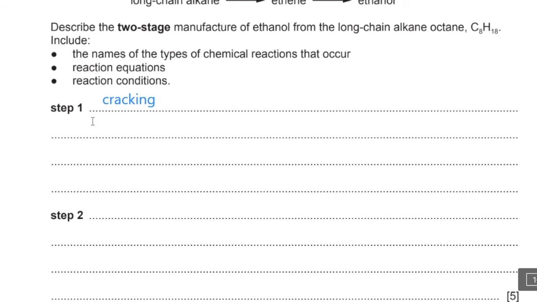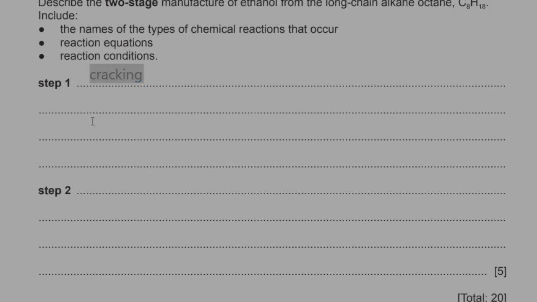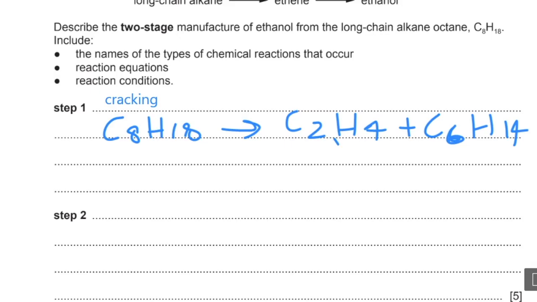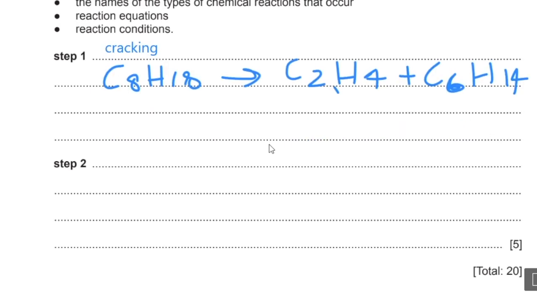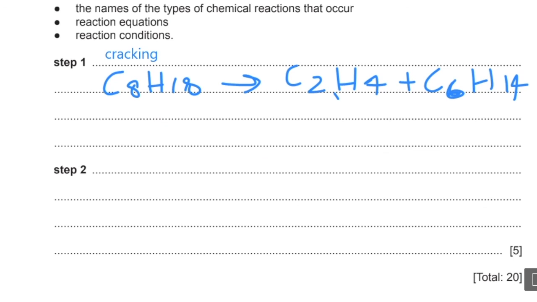The reaction equations. Alright. So you have octane being broken down to ethene, which is C2H4, and then fill up the remaining carbon and hydrogen atoms, which would be C6H14. This question is of 5 marks, so you need to write 5 points in total.